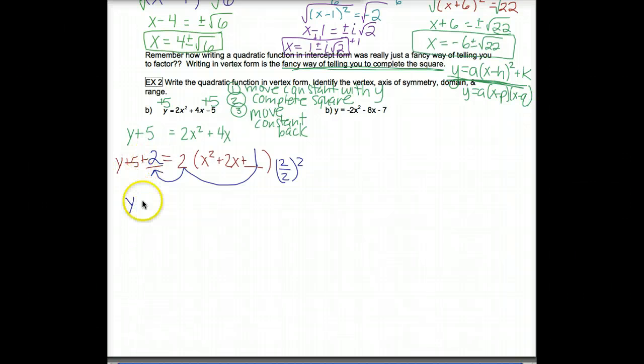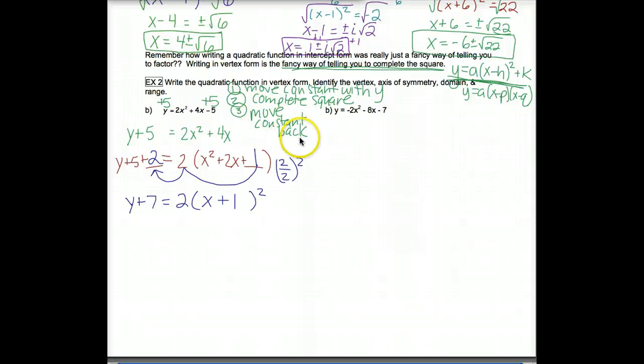5 plus 2 is 7, equals, factor this as a PST. So you know it's going to look like this. Square root of x squared is x. Square root of 1 is 1. Sign in the middle is a plus. So I have completed the square. This is completed. Now, third step is to move the constant back.